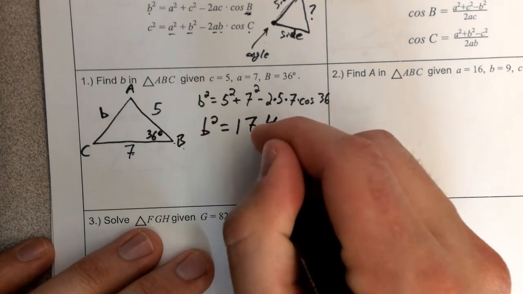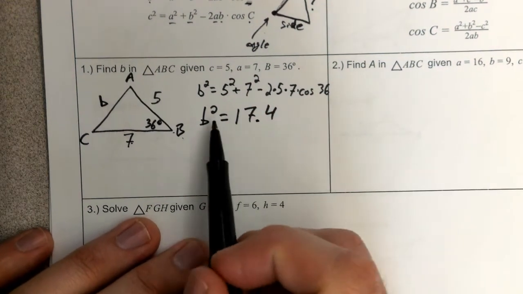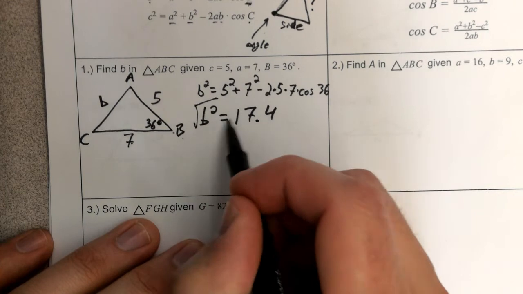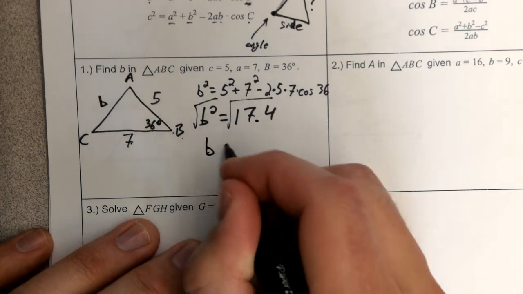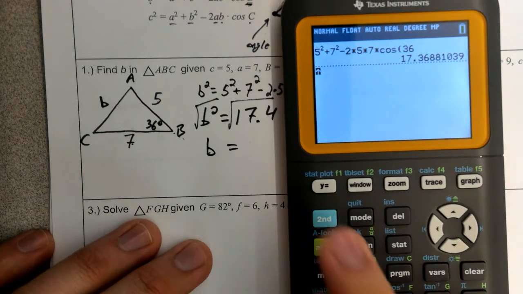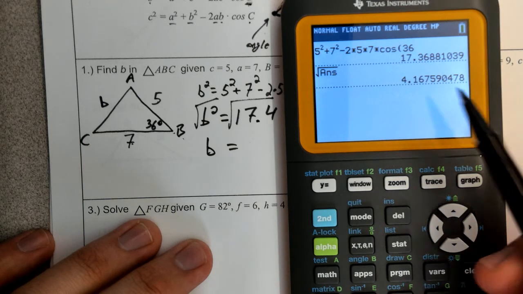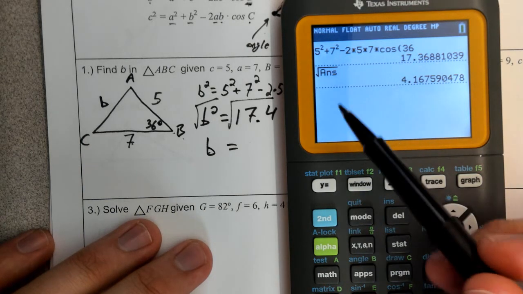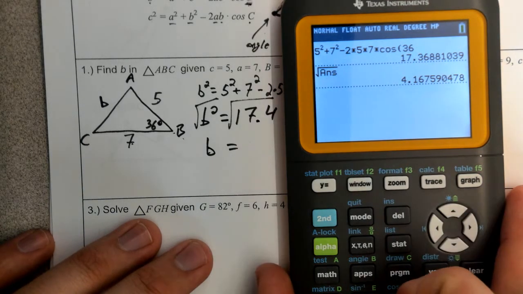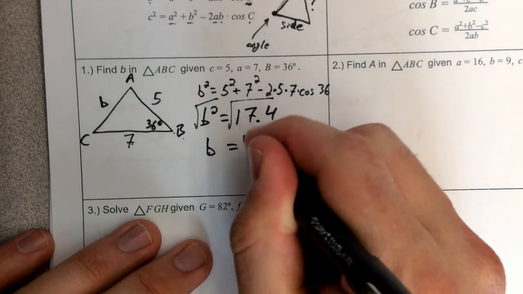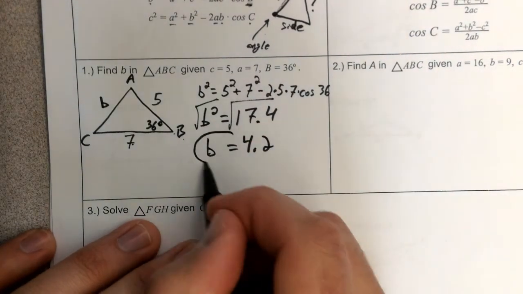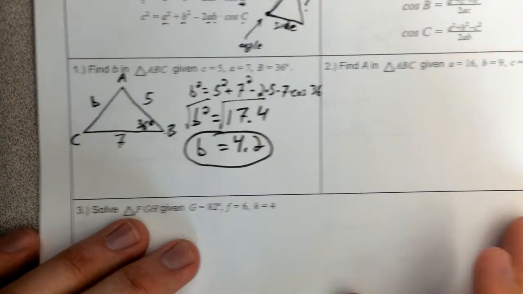17.4, and you want to figure out what b is. Well, to get b, you have to take the square root at the end. So b is going to be equal to the square root of that answer, using the second button on the calculator. You get 4.2. So b is 4.2. Do not forget to take the square root at the end. It's a really easy thing to forget.